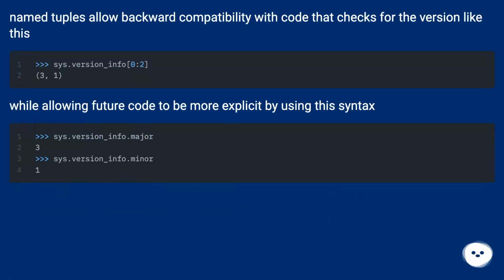Named tuples allow backward compatibility with code that checks for their version like this, while allowing future code to be more explicit by using this syntax.